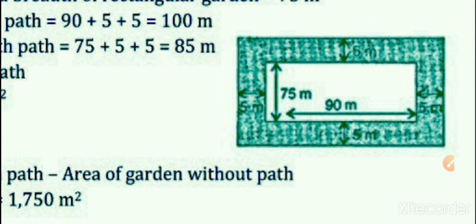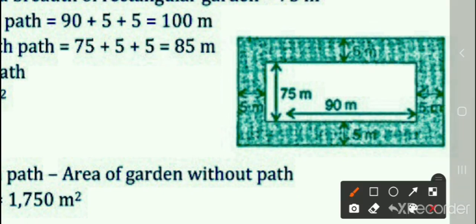See, children, this is the garden where length is given as 90 meter and breadth is 75 meter. A path is constructed outside and around the garden and its width is given here, 5. Okay, its width is 5. So, how to find the area of the path? This path's area you should find.